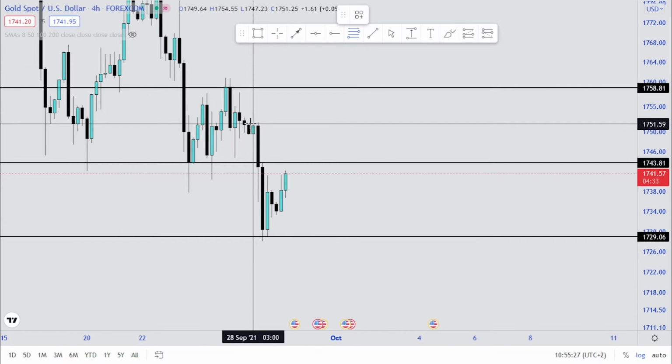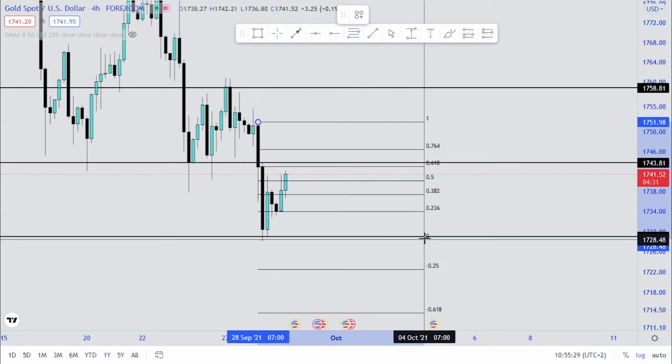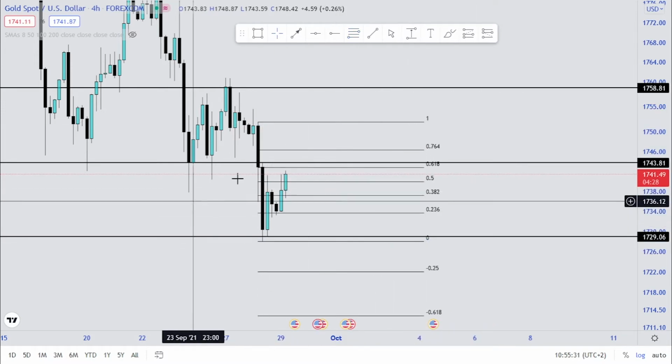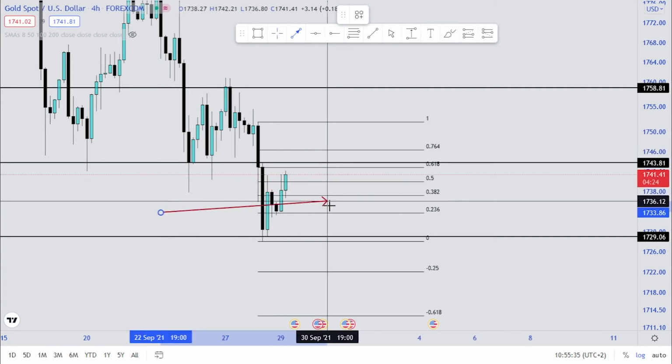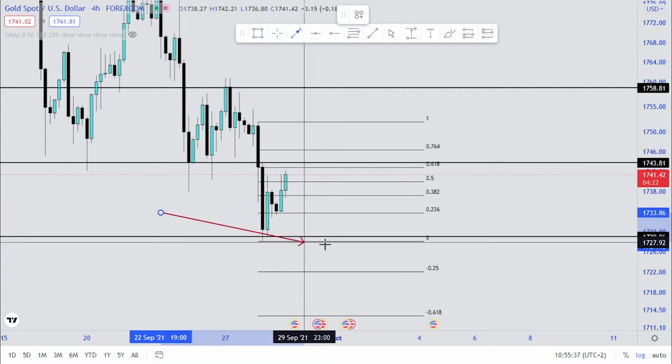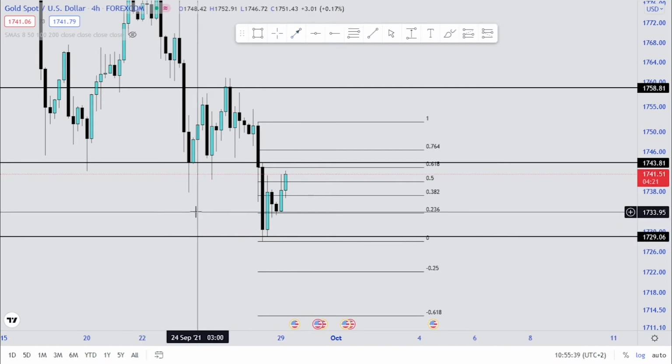So if we run a Fibonacci from this high to this low, we can see that price will most likely come and test this region right here and then continue on to the downside and come and test these areas again. The reason why I say so is that we can see that price is still rallying to the downside and we are breaking structural lows. So that is a good indication to tell us that price will still keep continuing to the downside, guys.